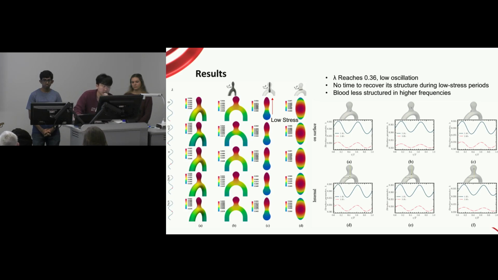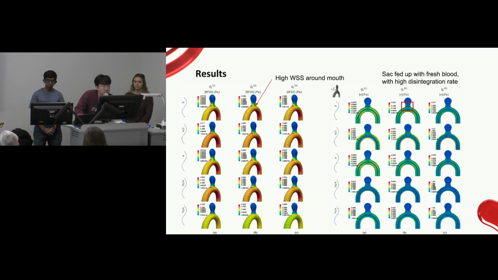the same time, there's only low oscillation, and they claim that with a 0.36 lambda value, they're still disintegrated, and that's not enough to form the thrombosis, so there is no time for the blood to recover its structure during the low stress periods. And also, this is something similar, because the fresh blood continuously enters the aneurysm, it has high disintegration rates, so they're basically concluding that under normal hemodynamics conditions, it is not likely to form thrombosis volume in the aneurysm sac.